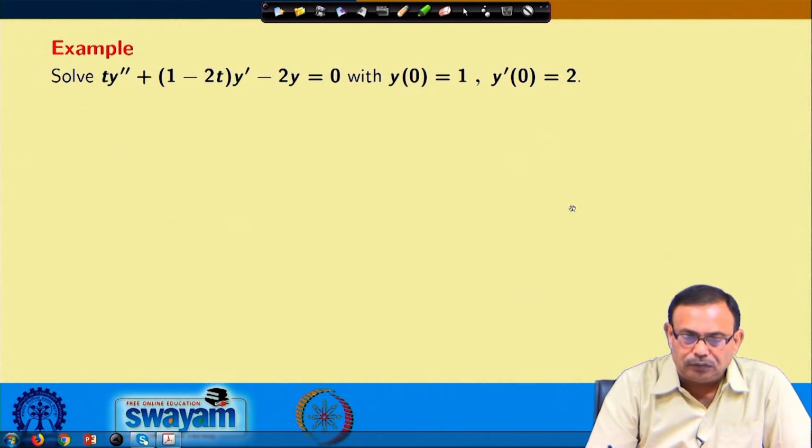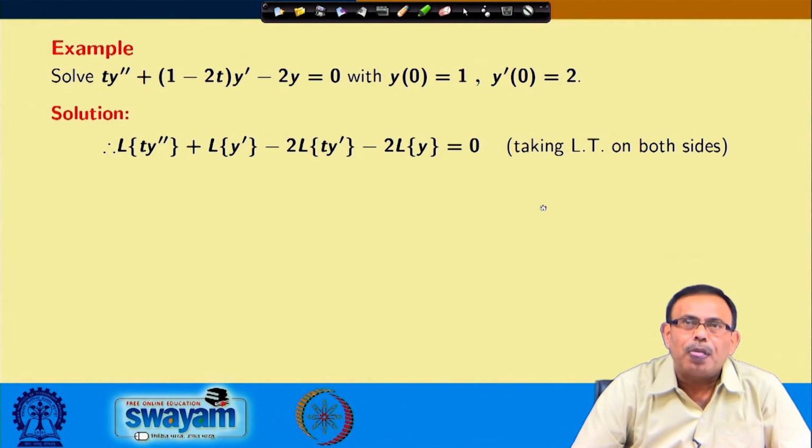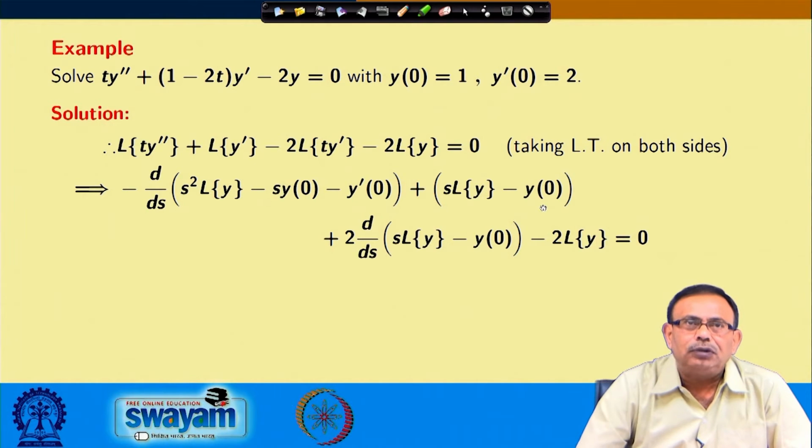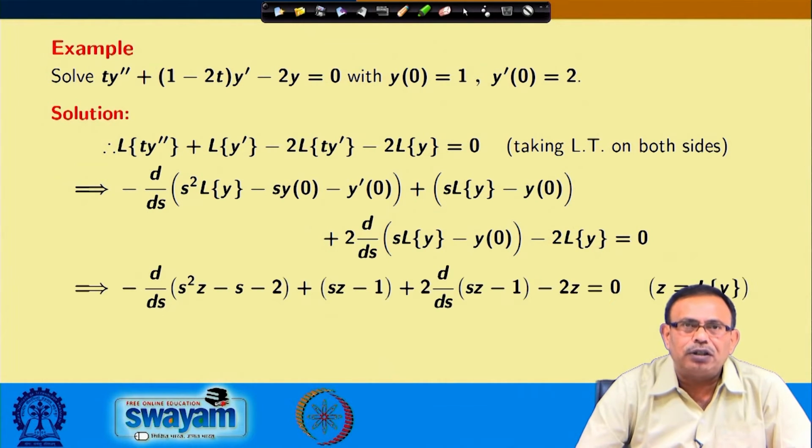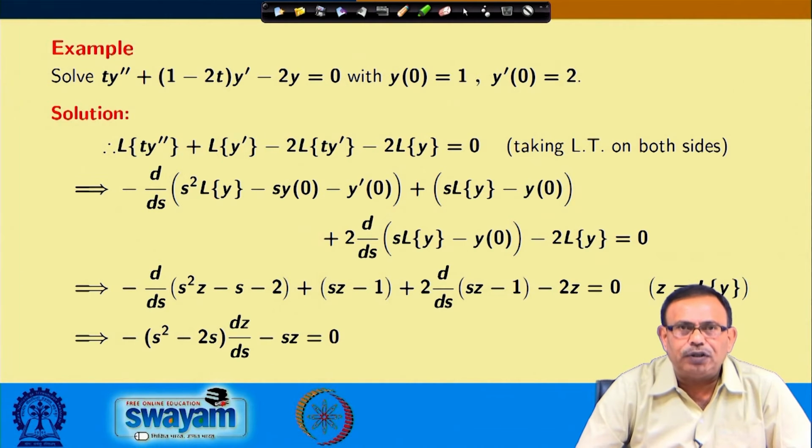Same thing you can see over here. I am taking the Laplace transform, then by using the Laplace transform of t y double dash equals minus d by ds of the Laplace transform of y double dash, or the Laplace transform of t y dash equals minus d by ds of the Laplace transform of y dash, I am getting the next equation. I am substituting the values of y 0, y dash 0 over here. I am getting this, so that I am deriving by substituting z equals Laplace transform of y.